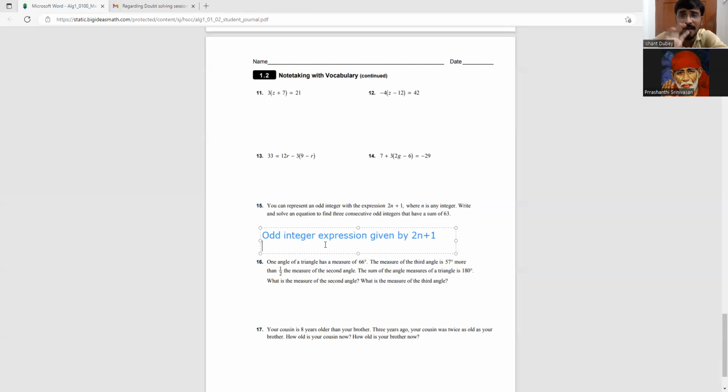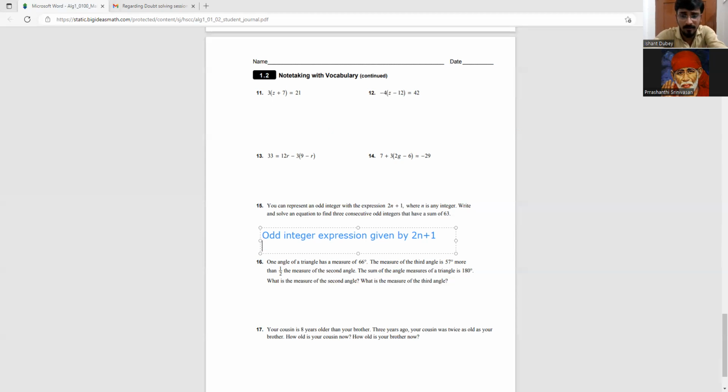Odd numbers are positive natural numbers. So if I say minus 3 or minus 1, is minus 1 an odd number? No, because it is negative and it is not a positive natural number. So when we talk about odd or even numbers, we have to take only positive natural numbers. Now here we are talking about odd numbers, so only positive.